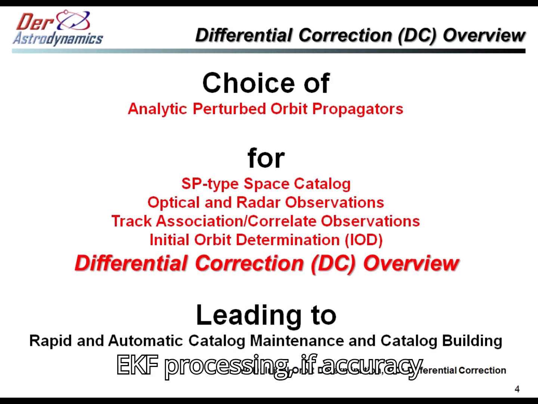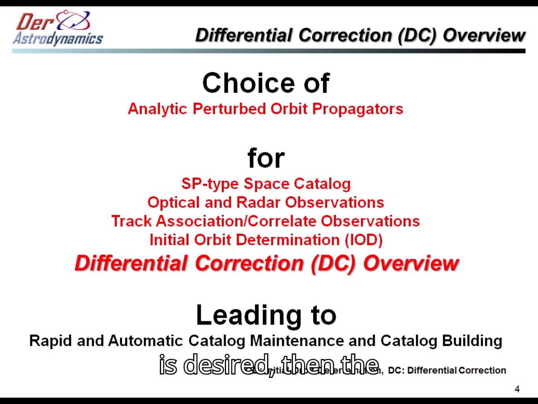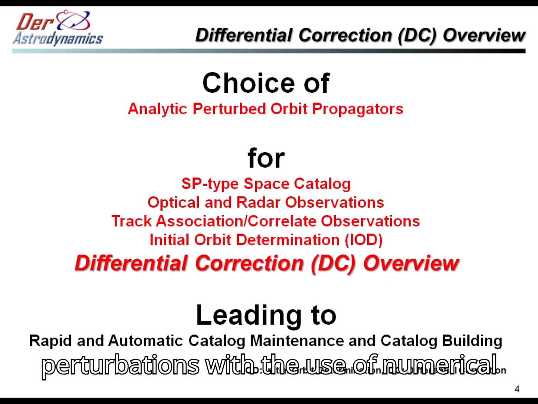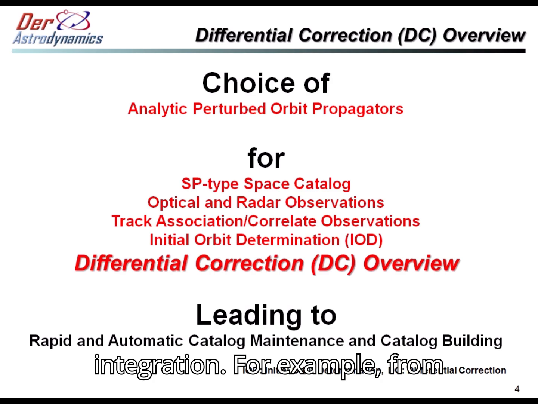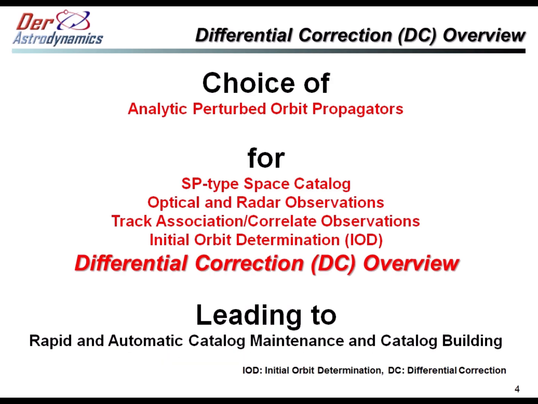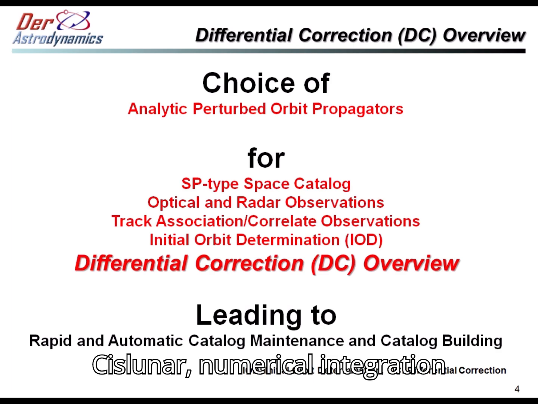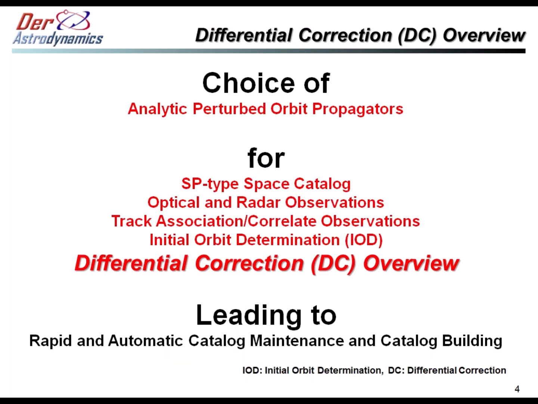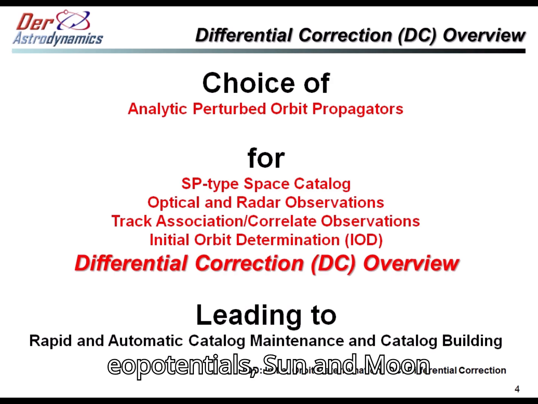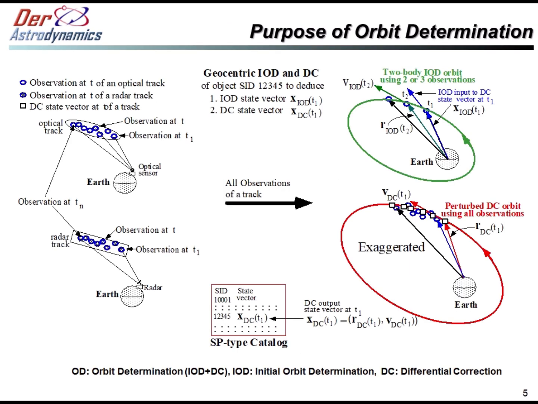At the end of analytic BDC or EKF processing, if accuracy is desired, then the last iteration may include more perturbations with the use of numerical integration. For example, from LEO to GEO and ex-GEO to cislunar. Numerical integration should include higher order geopotentials, sun and moon perturbations.